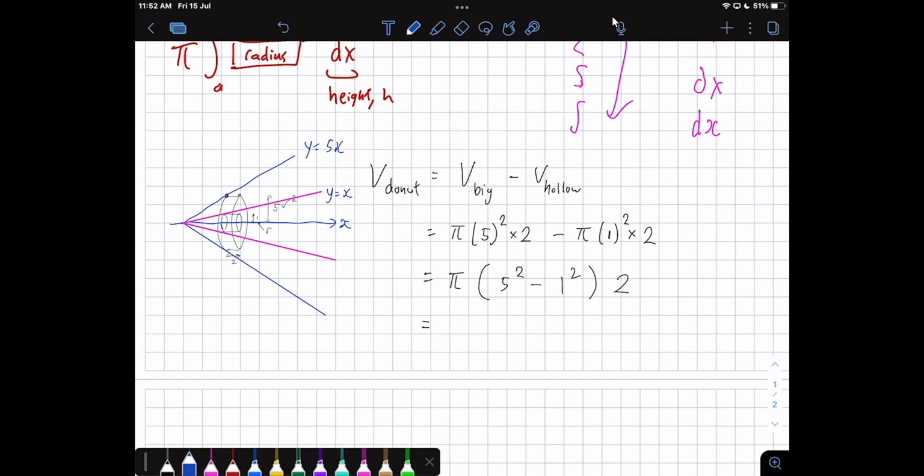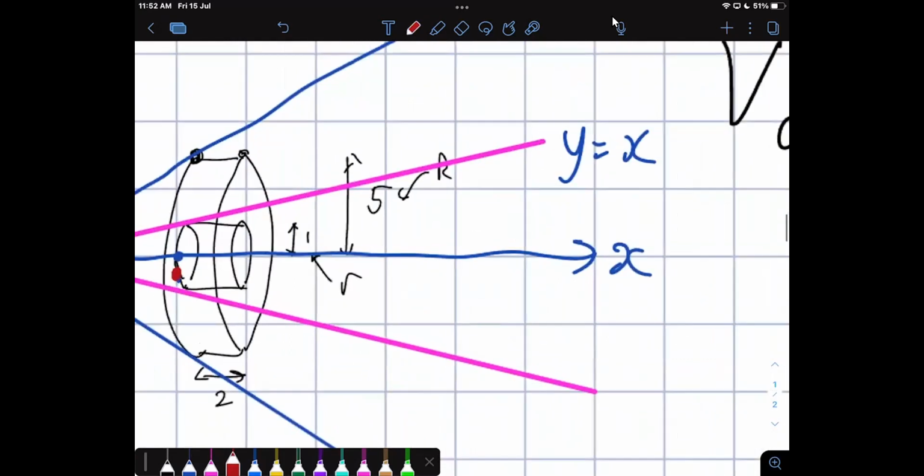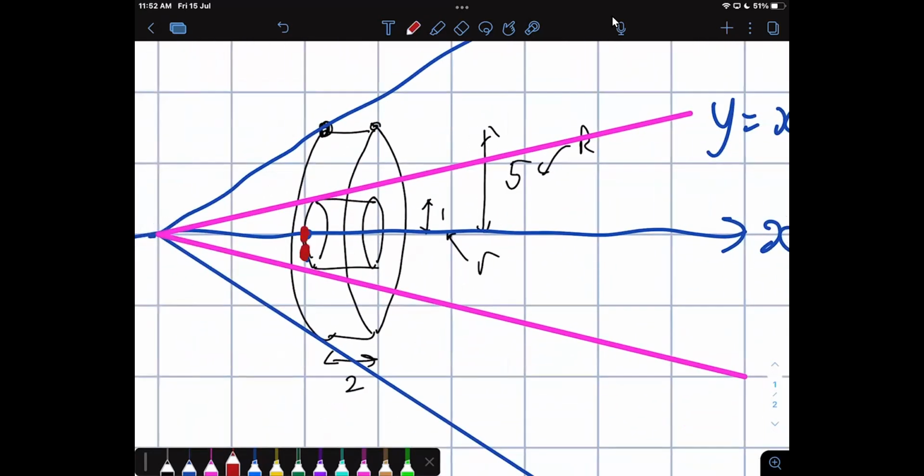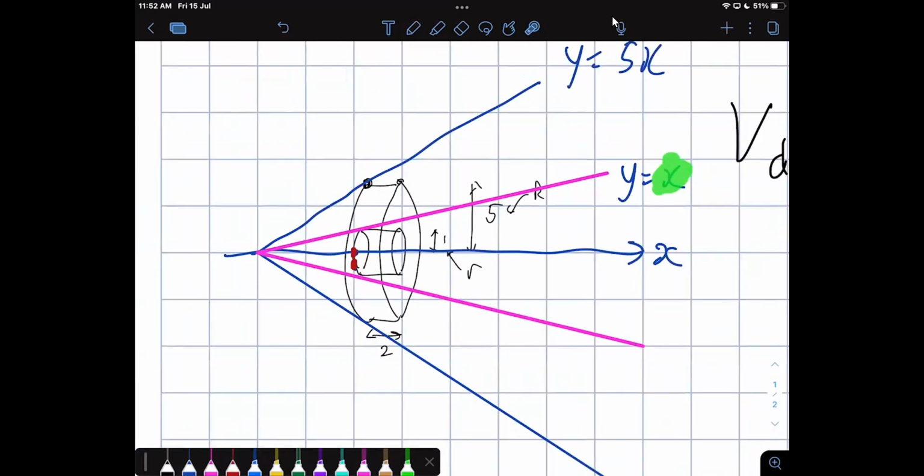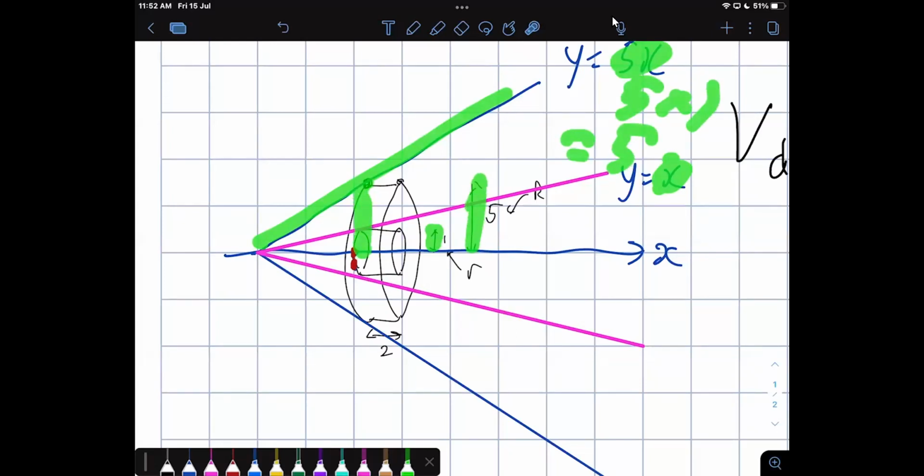Then let's say that this x coordinate here is 1. Can you see the 1? This x coordinate here is 1. Then what's the height at this point? Just sub in x equals 1, so y equals 1. That's how I get a height of 1 here. How do I get a 5 here? It's actually just y equals 5x. You sub in x equals 1, so y equals 5 times 1, which is 5. That's how I get the radius of 5 here.